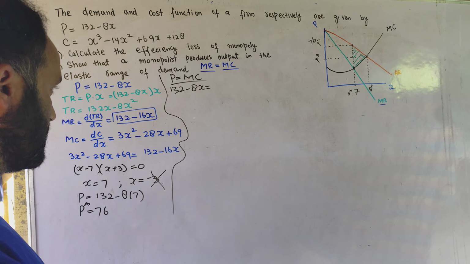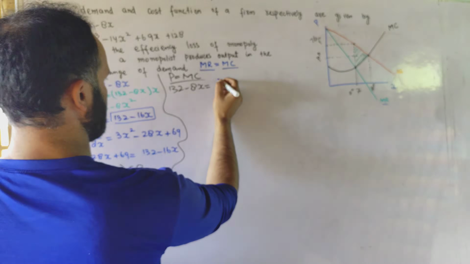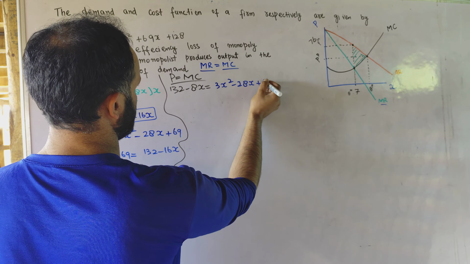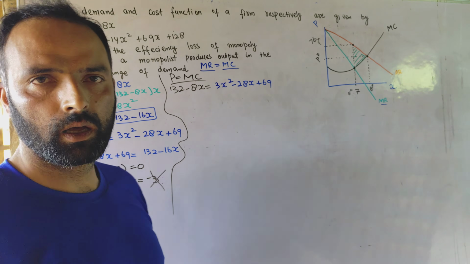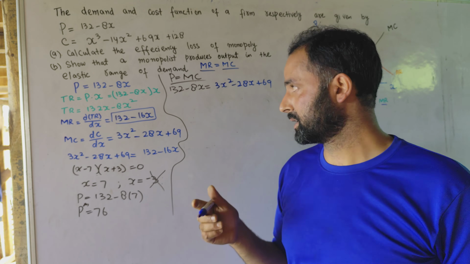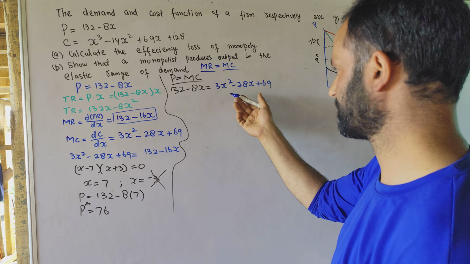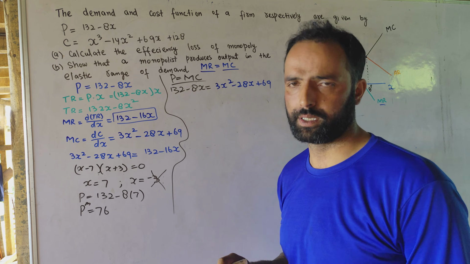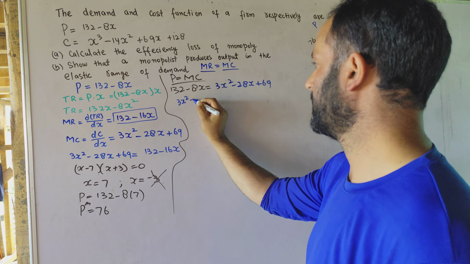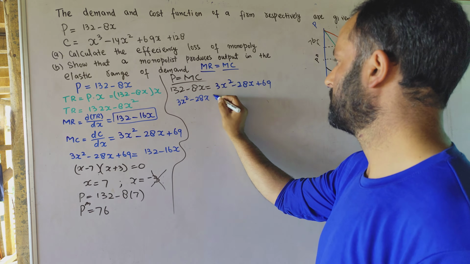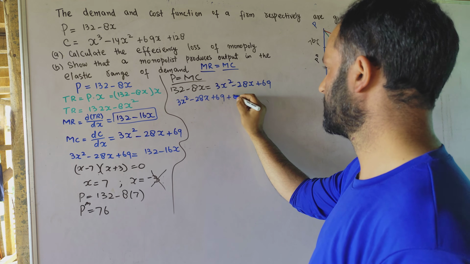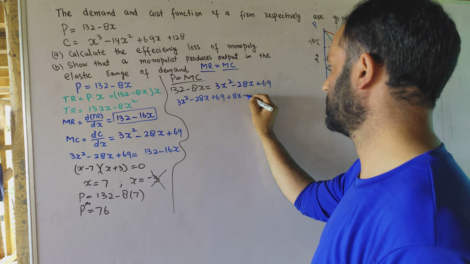Okay, let us use another color. So we have 3x square minus 28x plus 69. Sorry, we have to factor this out again because we have a quadratic term here. So let's rewrite it like this: 3x square minus 28x plus 69. Transposing this, it becomes plus 8x, and 132 becomes minus 132.